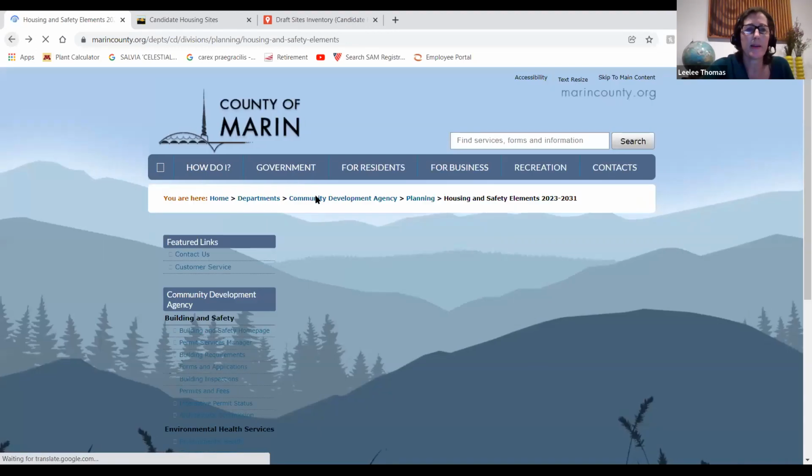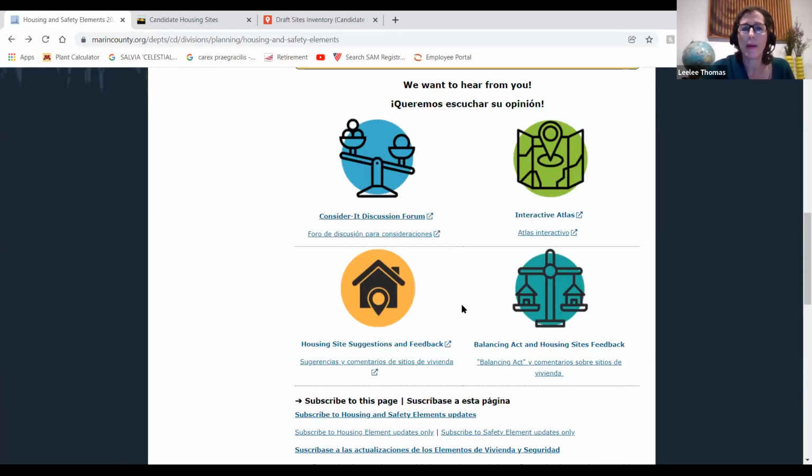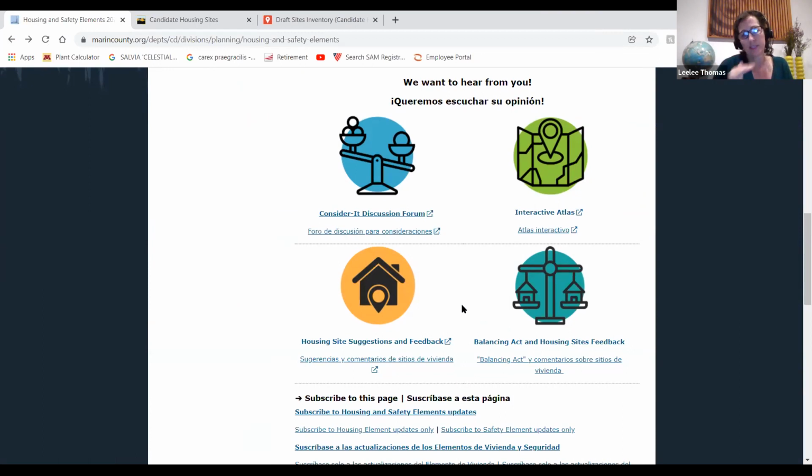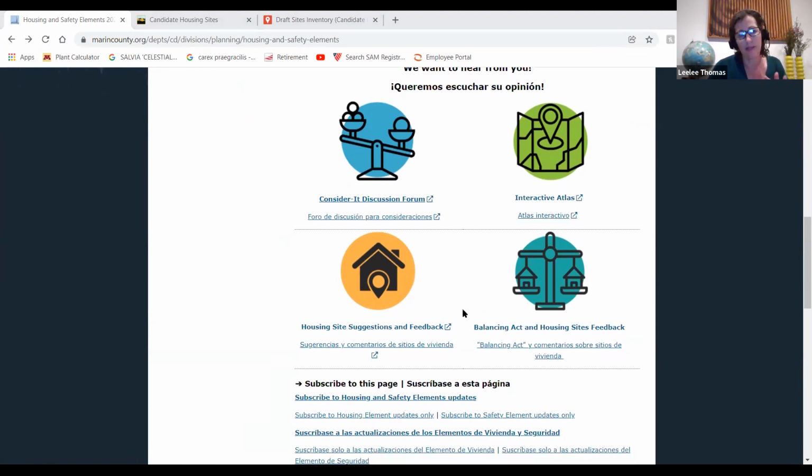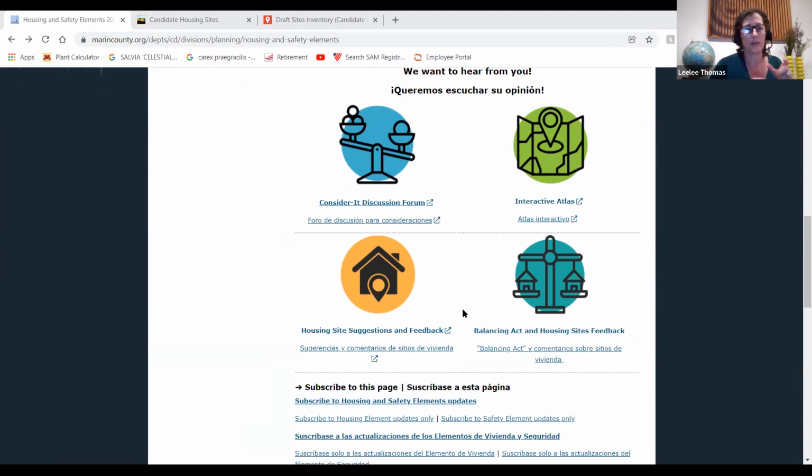While she's pulling that up, I would just note that the Balancing Act doesn't have every single one of the sites, because we started, as I said, with 150 sites, and it's more sites than we need and more units than we need. So the tool wasn't able to accommodate all of those sites. The Balancing Act is really a place where you can think about what those trade-offs are. If we move housing out of existing residential neighborhoods, we need to put more in commercial areas. So it just gives you an idea of what some of those trade-offs are.